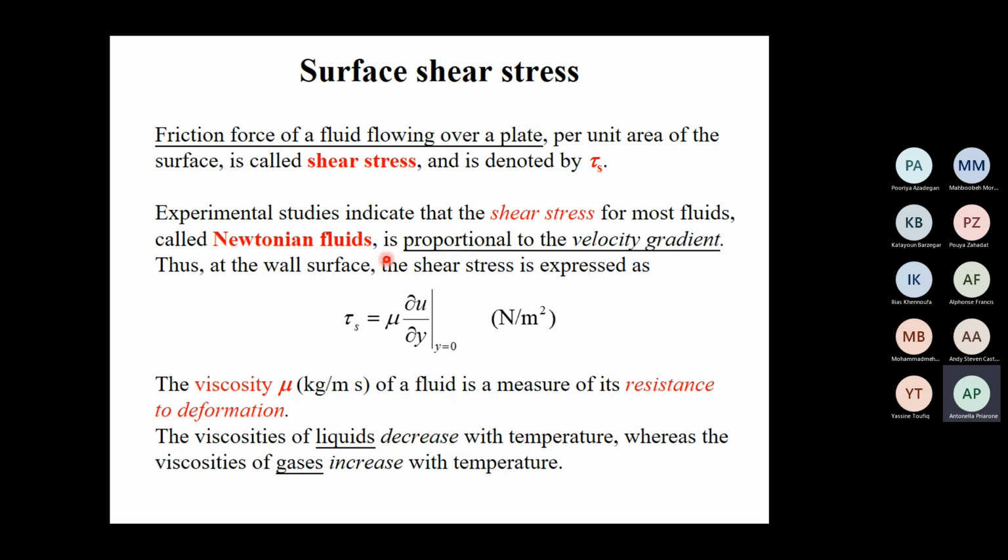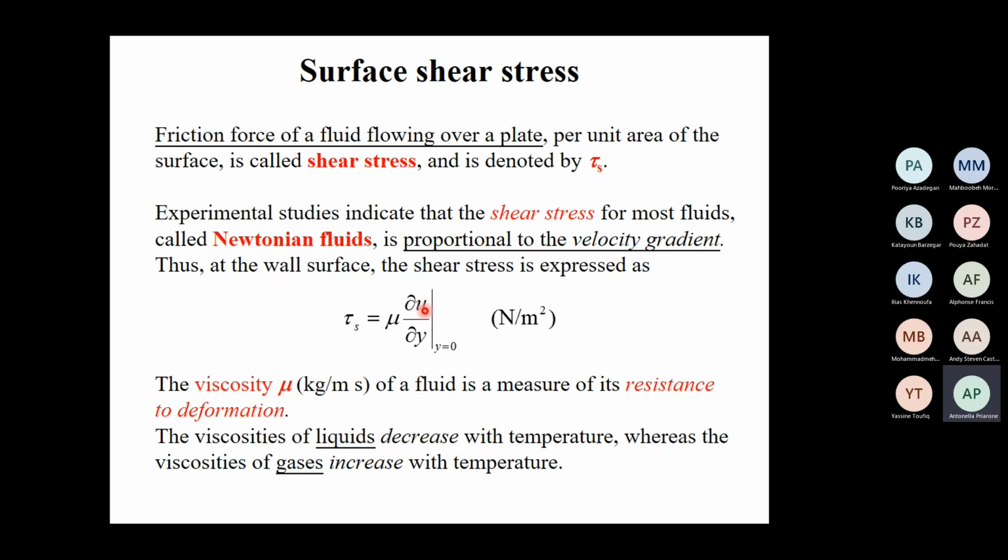Newtonian fluids are fluids for which the shear stress is written in this way. If one asks you for the definition of a Newtonian fluid, you can answer that Newtonian fluids are the fluids for which the surface shear stress is proportional to the velocity gradient. Finally, the surface shear stress depends on the viscosity, the dynamic viscosity, which is a thermophysical property of a fluid, multiplied by the gradient of the velocity.